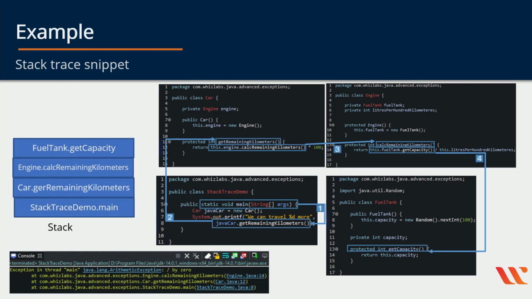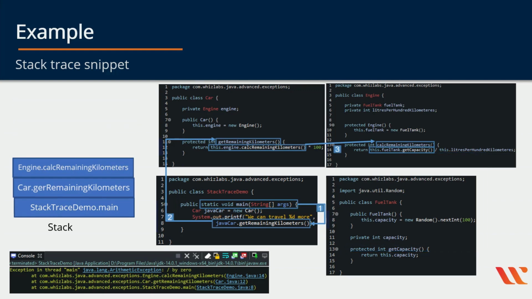Let's examine what this means. An ArithmeticException was thrown somewhere in the code. This is the first line of our stack trace. Looking below, we can safely remove the first stack frame, as it is not listed in the stack trace, meaning that the exception was not found there.